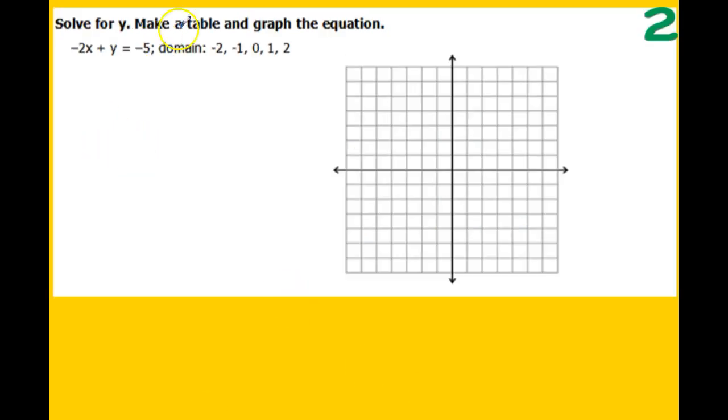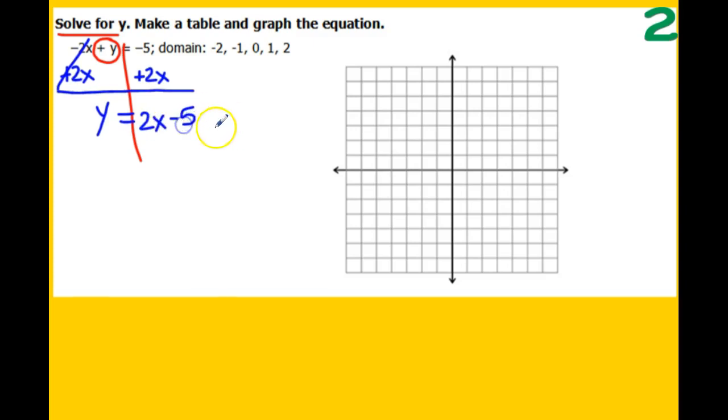Then we learned how to make a table and graph an equation. First, we need to solve for y first. We want y all by itself. So how do we move this -2x to the other side? The opposite of subtracting 2x would be adding 2x. So those eliminate. We have y equals, and write your x's first, 2x minus 5. There's our equation. Now we can make our table to graph.